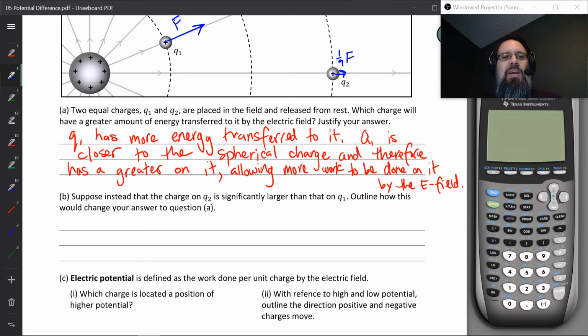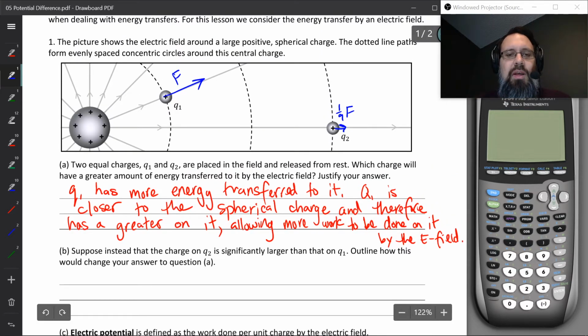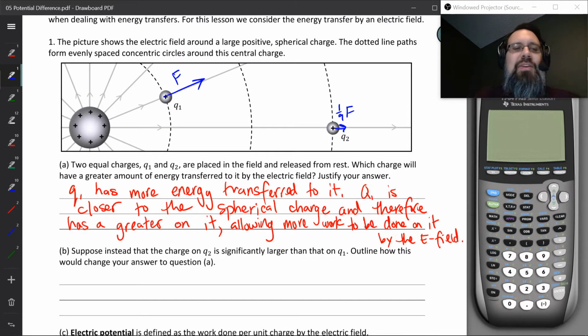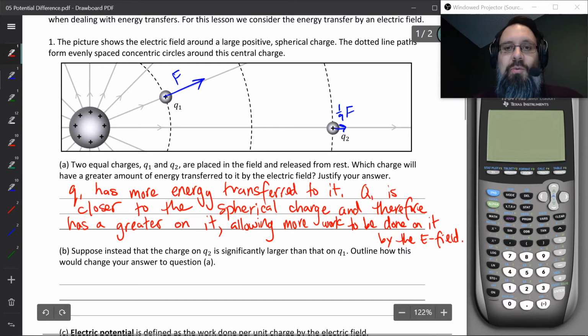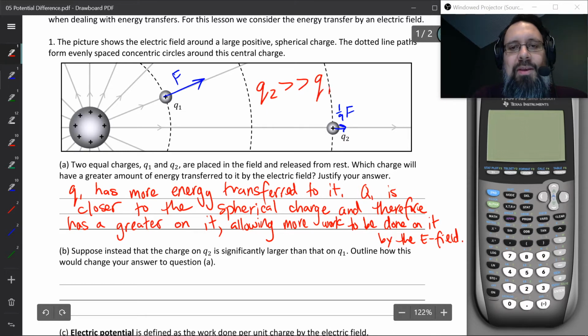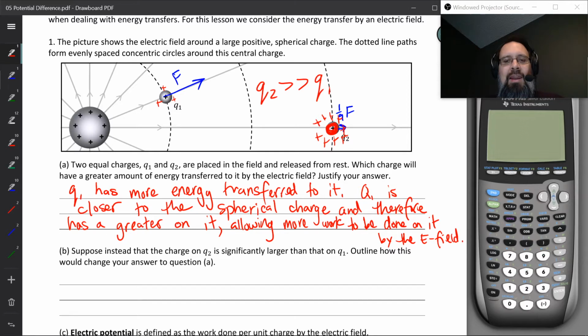All right, here's a question. Suppose that the charge on Q2 was significantly larger than the charge on Q1. So what if Q2 was way bigger than Q1? What if there's tons and tons of charge on Q2, but only a tiny little bit of charge on Q1? Then how would this change our answer to the question we just talked about? Would this change our answer to what we said for part A?